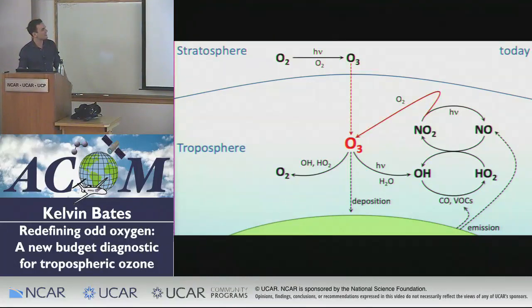The main sources of ozone in the troposphere are still transport from the stratosphere, but about 10 times larger, the in-situ production of ozone from the catalytic cycles of nitrogen oxides and hydrogen oxides, driven largely by the emission of CO and VOCs. And then the sinks of ozone are still deposition, but with large contributions from in-situ photochemical loss, either through the production of molecular oxygen or OH. And the balance of these processes and terms determines our tropospheric ozone loading.